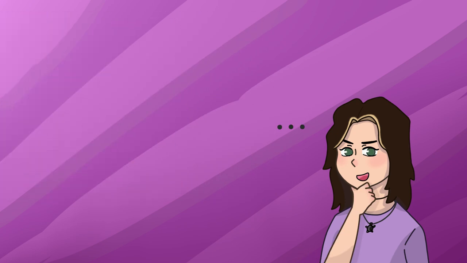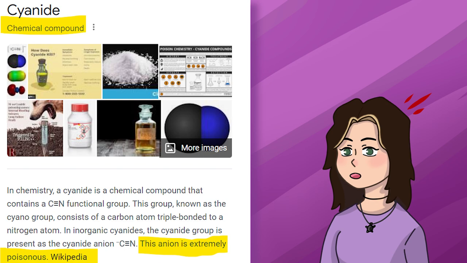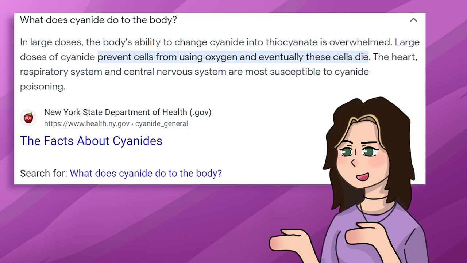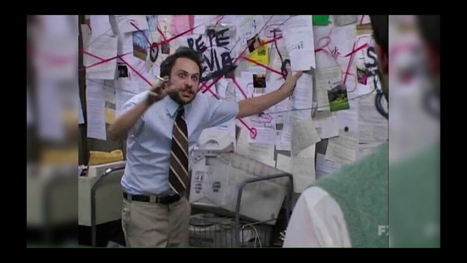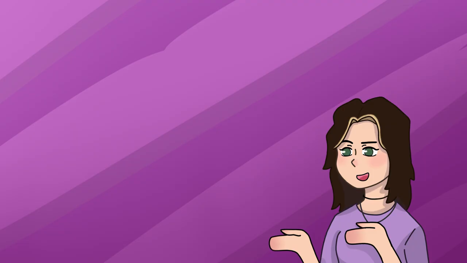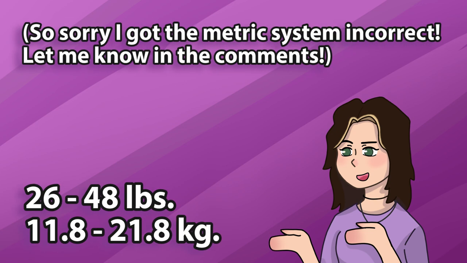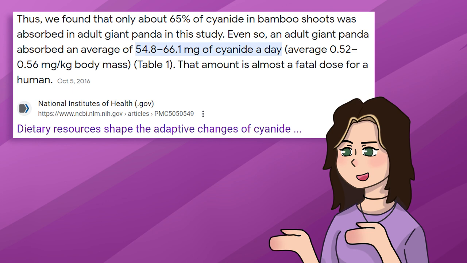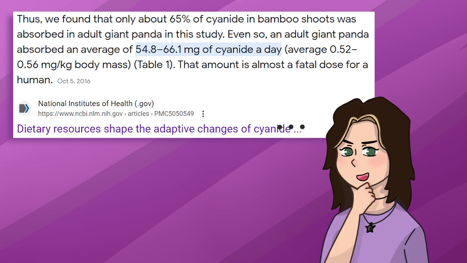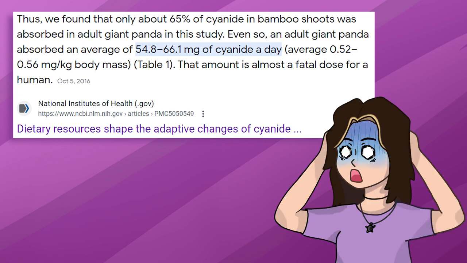Did you know that bamboo produces a cyanide in your guts after being consumed raw? Cyanide is a chemical that interferes with the body's oxygen usage and can be deadly. Or poisonous and toxic. Poison type? You see the connection? The absolute crazy part is that pandas eat 26 to 48 pounds of bamboo every single day. That means that, according to the National Library of Medicine, pandas consume 54.8 to 66.1 milligrams of cyanide every single day, which is an amount that's near fatal to humans.